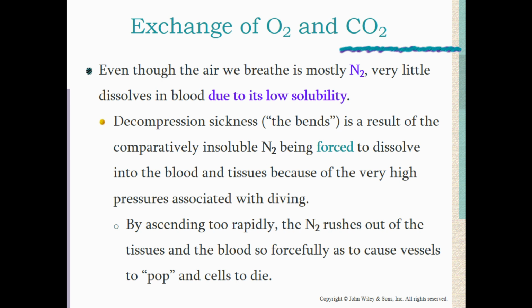So there would be lots of internal bleeding on the microscopic level because that gas that was pushed into your blood due to the high pressure will start to bubble out, and there's no room for it. And in those small capillaries, they begin to rupture.